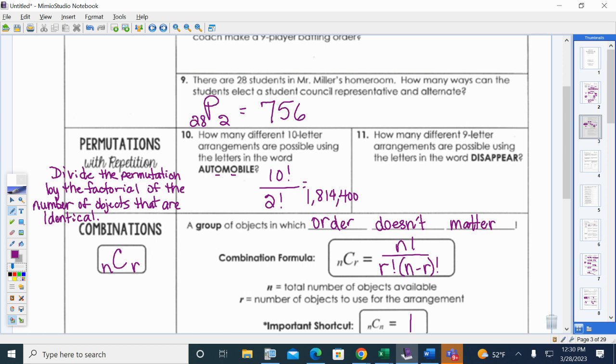Number 11, how many different 9-letter arrangements are possible using the letters in the word disappear? So in the word disappear, we have 2 P's, we have 2 A's. And so there are 9 letters in that word. So the numerator is your 9 factorial. And we are going to divide out for the A's and the P's, and you multiply those together in the denominator. Again, you're just going to stick that in a calculator, and it's going to tell you that there's 90,720 different ways that can happen.